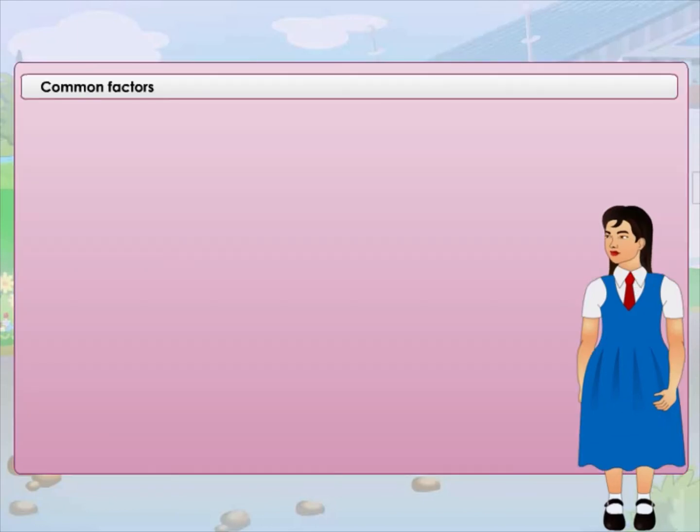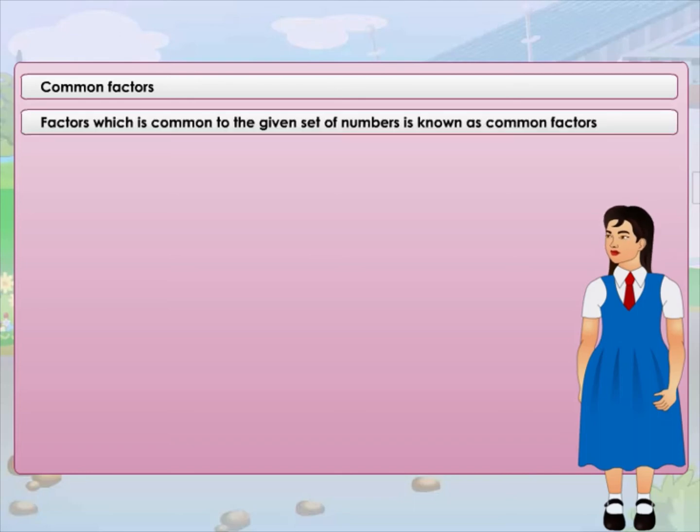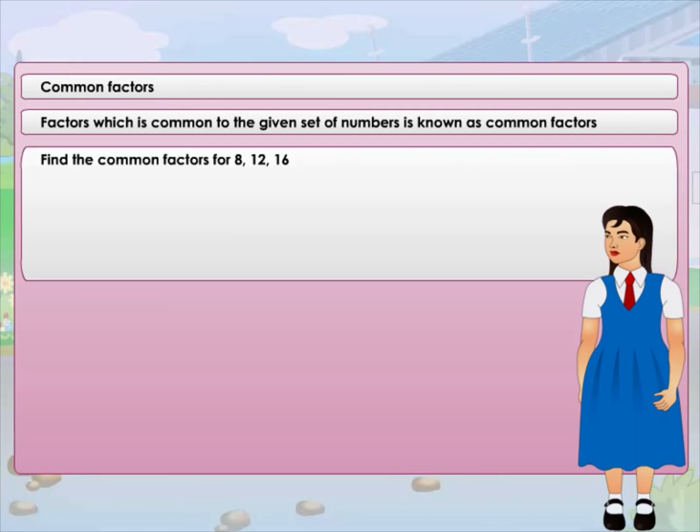Hello friends! Here let me explain to you about common factors and common multiples. Factors which are common to the given set of numbers are known as common factors. Let me solve a few examples here. Find the common factors for 8, 12, and 16.